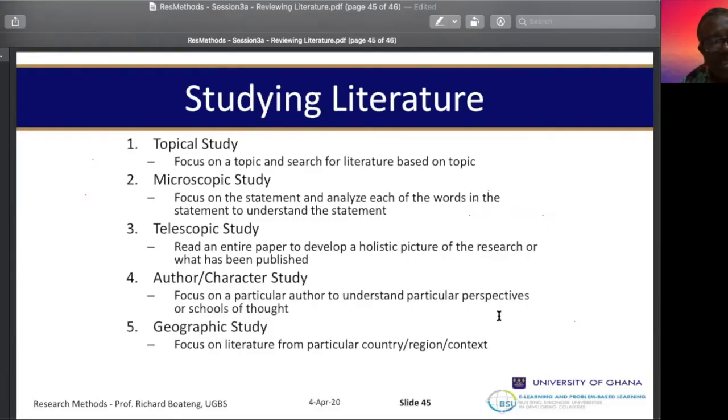Then geographic study, when you want to look at all papers that come from a geographic region, developing countries, Africa, or a particular sector, or a particular context. Just looking at that context: Europe, all the papers on addiction from Europe, all the papers on addiction from the US, all the papers on addiction from Africa. So you can look at it from that perspective. So we have author study, telescopic study, microscopic study, topical study, and geographic study.